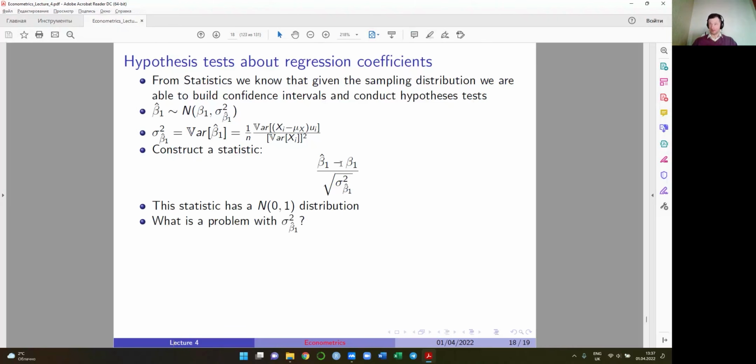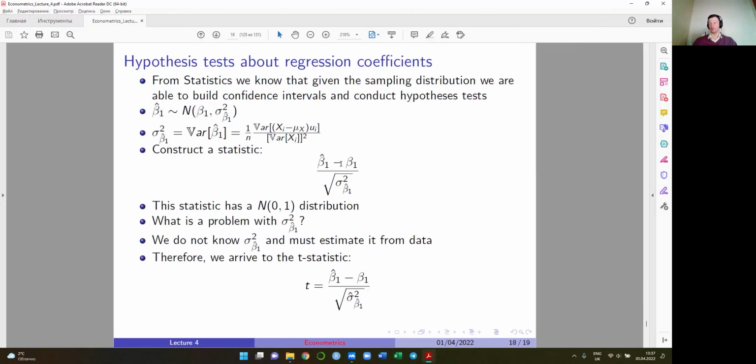But sigma squared of beta 1 hat is not known. We must estimate it from data. Therefore, with the help of sample variance, we arrive at the t statistic. If in the denominator we have the estimated variance, then it has a Student distribution, and all the methods applied to the Student distribution also work. And this square root of sigma squared is going to be called the standard error of beta 1 hat.